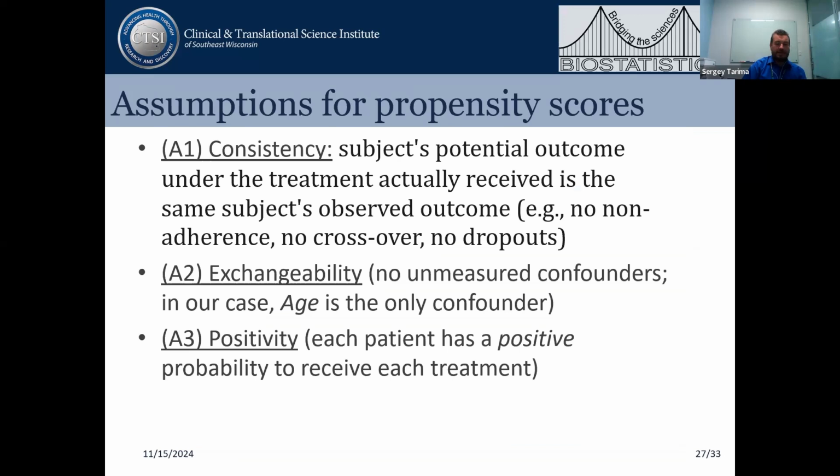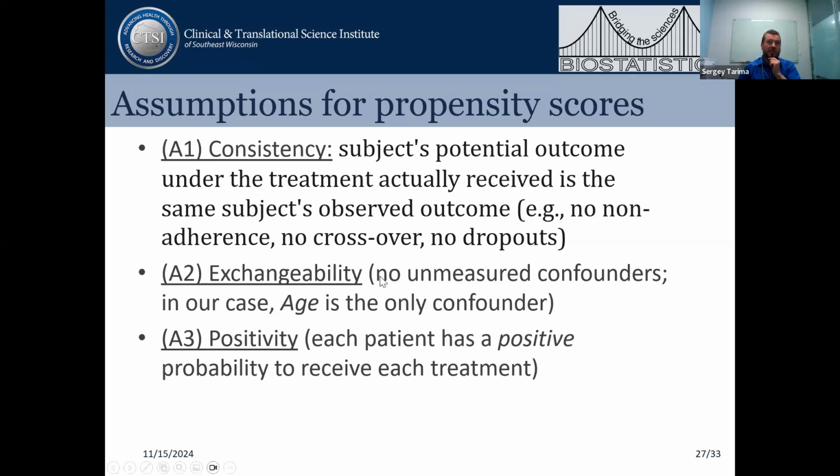What assumptions do we typically rely on when we deal with propensity scores? The first assumption is consistency. It means that if we observe an outcome for a patient, whether treated or not treated, this outcome is what it's supposed to be. Because in real life settings, patients can have some other medications, or they can drop out, or maybe not adhere to the treatment. They can skip pills when they're supposed to take pills. And that's why consistency is important.